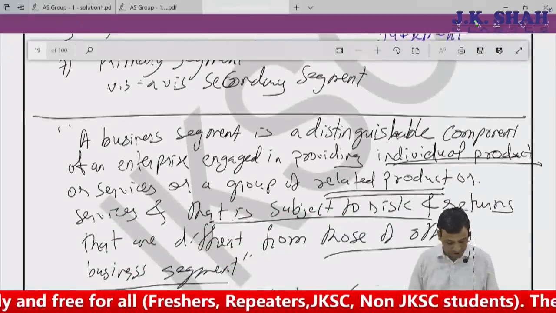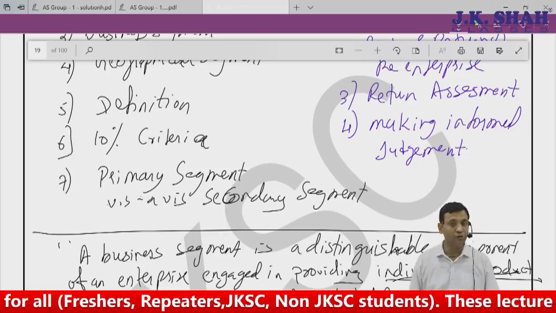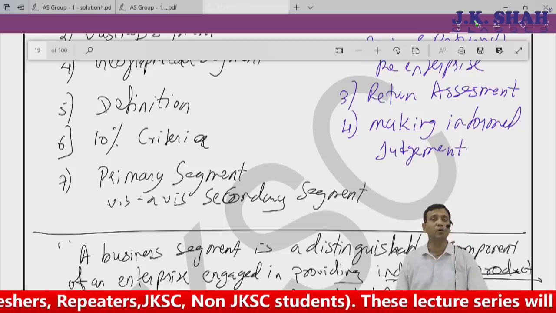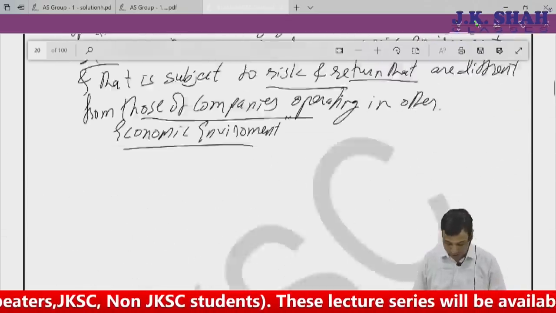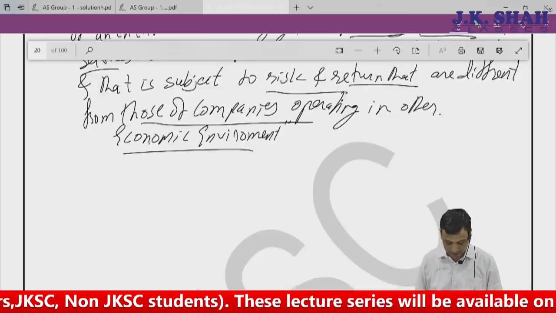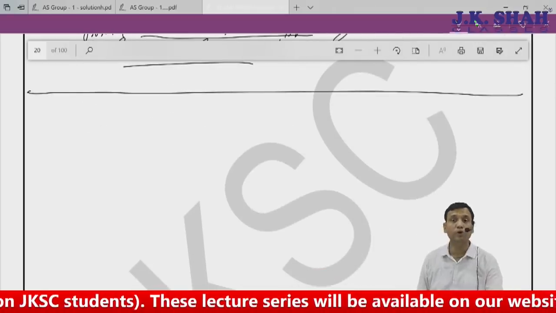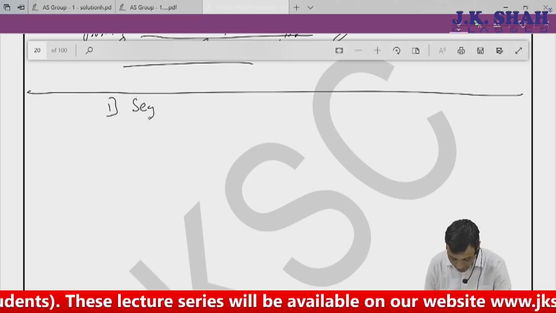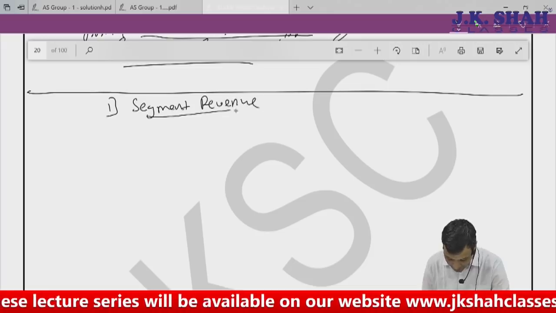But for that purpose I need to go with some definitions: what do you mean by segment revenue, segment expenses, segment assets, segment liabilities and so on. So let's move on to the next part. There are some terms which will be very, very important for us. What do you mean by segment revenue? We need this first, because only then will we be able to understand it. What is segment revenue? So remember three things.